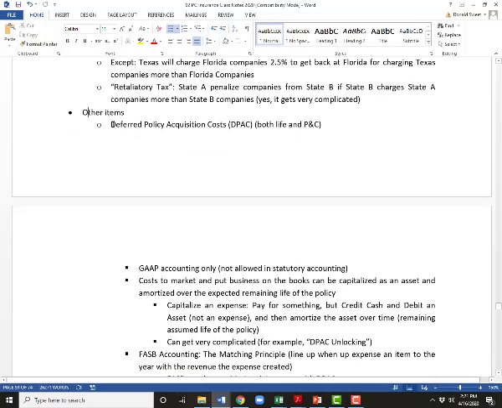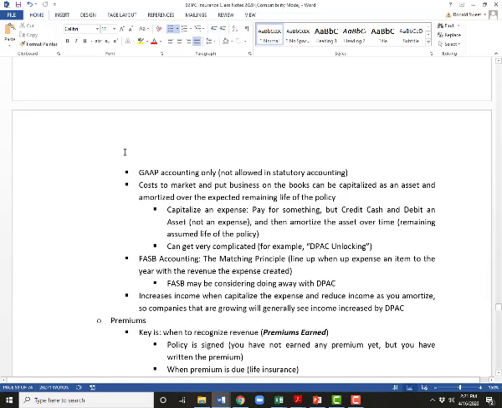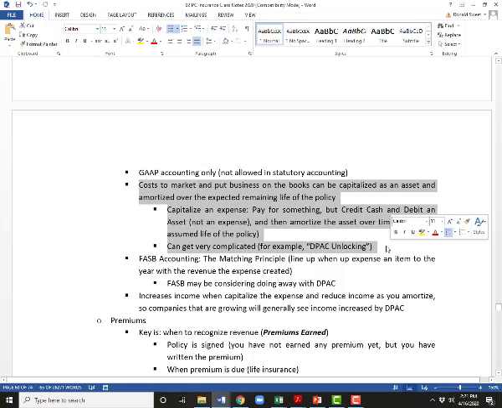One thing they have in GAAP is something called Deferred Policy Acquisition Cost, or DPAC. Both Life and P&C do this. It's only GAAP. Statutory does not allow it. But there's some companies that when they're young and starting up, their underwriting costs and their marketing and their policy service, getting anybody set up, and they've got to pay their premium tax up front. They've got a lot of expenses up front, so they're very, very unprofitable.